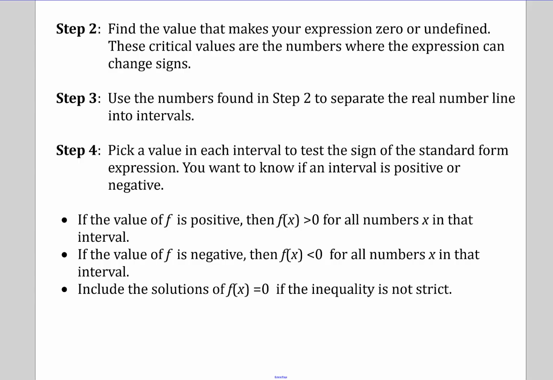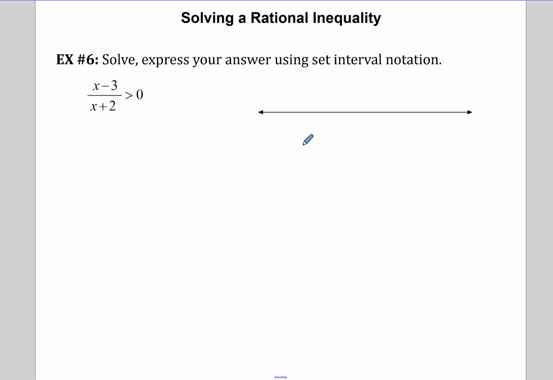So you just have to be careful to read what you're looking for as you go through these exercises. After you figure that out, you want to find the values that make the expression 0 or where you have a vertical asymptote. Those we're calling our critical numbers. And we're going to use those critical numbers to separate the number line in intervals. Then we're going to test some values to figure out the sign of the expression. And if it's positive, that's above. If it's negative, that's below. And if it's equal to, we want to include those values in our solution set. So that's our procedure.